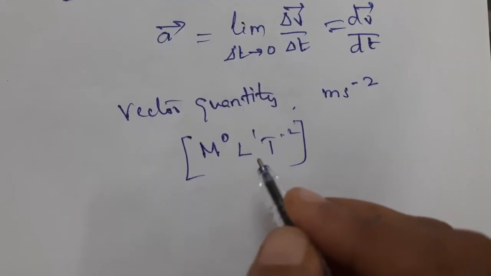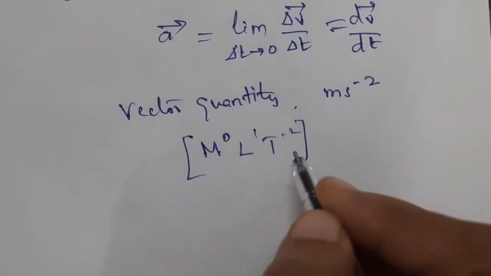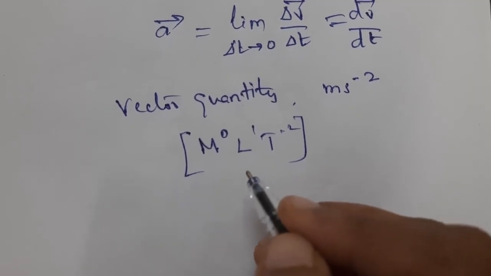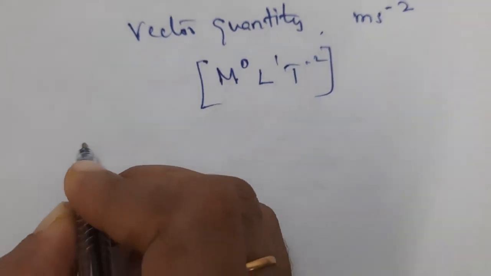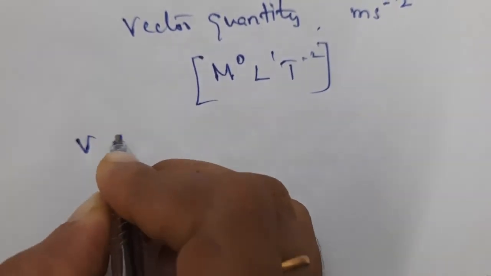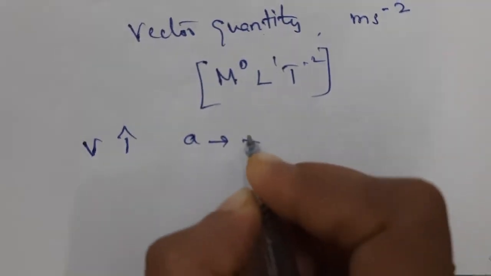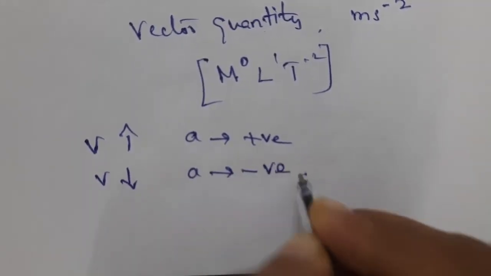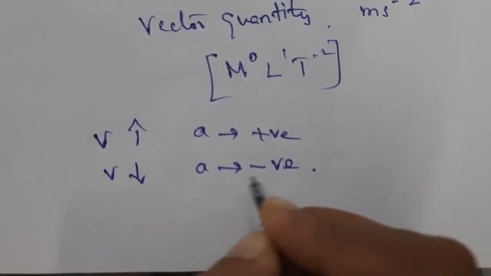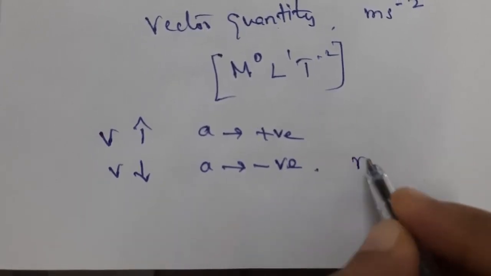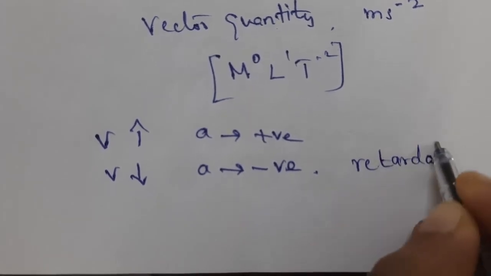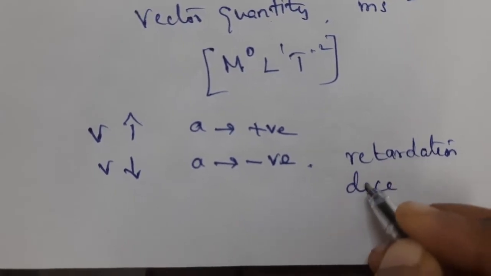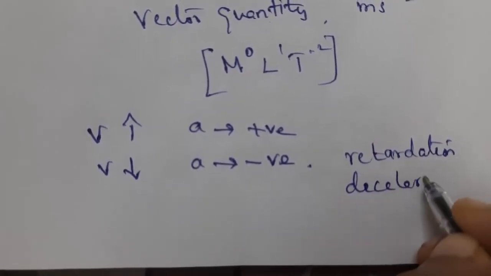Acceleration is positive if the velocity is increasing, and it is negative if the velocity is decreasing. Okay? That is, if the velocity is increasing, acceleration is said to be positive. If the velocity is decreasing, acceleration is said to be negative. The negative acceleration is called a retardation, or we can say deceleration.